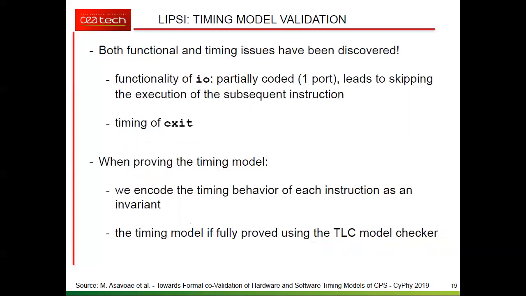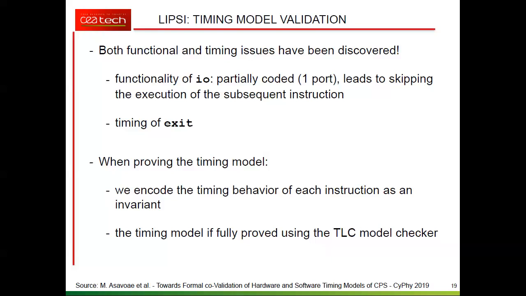All right, so while we did this, we didn't intend to, but it just happened, we discovered some both functional and timing issues, okay? Some of them were actually unknown to the processor designer. But what was very interesting for us is to really prove the timing model. So in this case, again, I repeat, the timing model was that we mapped instructions to their latencies, and as a timing model, we will be taking the conjunction of all these instructions in the ISA with their corresponding timing model, and prove them over the hardware.